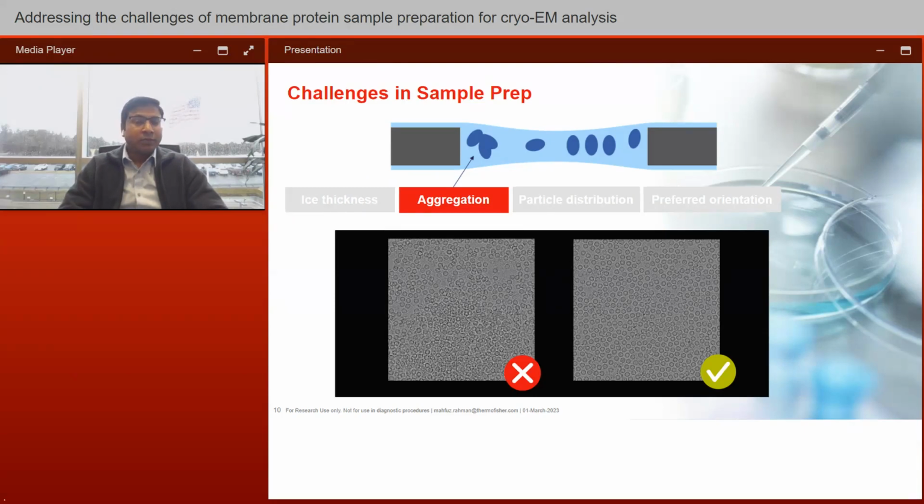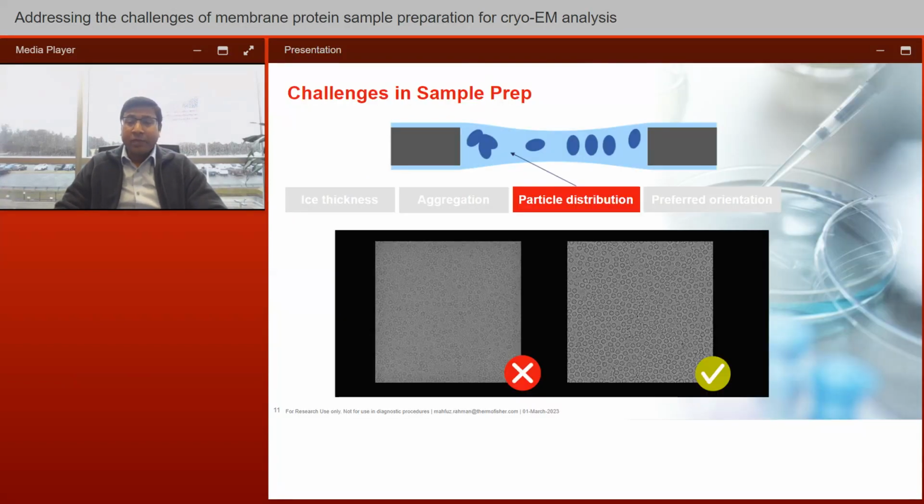Another major problem during vitrification is protein aggregation. Ideally, the particles should be monodispersed and separated from each other. So for high resolution data, a nice particle distribution is ideally needed.